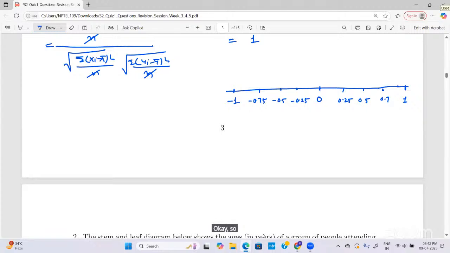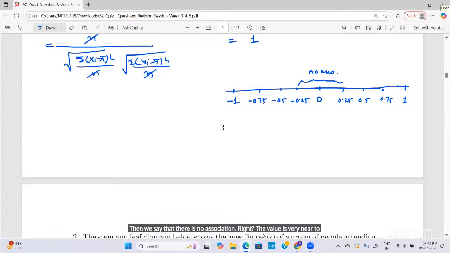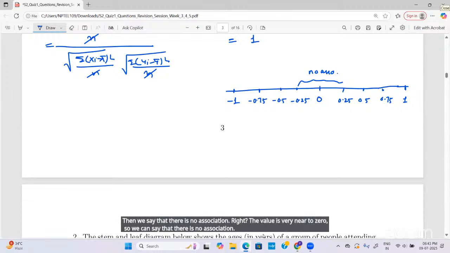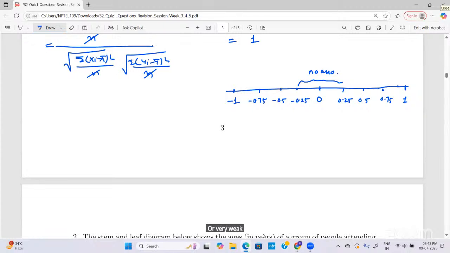Okay, so you might find values near to these values. If you are getting values in this range, then we say that there is no association. The value is very near to 0, so we can say that there is no association or very weak association, if it is like -0.25, very weak. Which means the variables are not affecting each other very much. And there is no linear relationship between them.